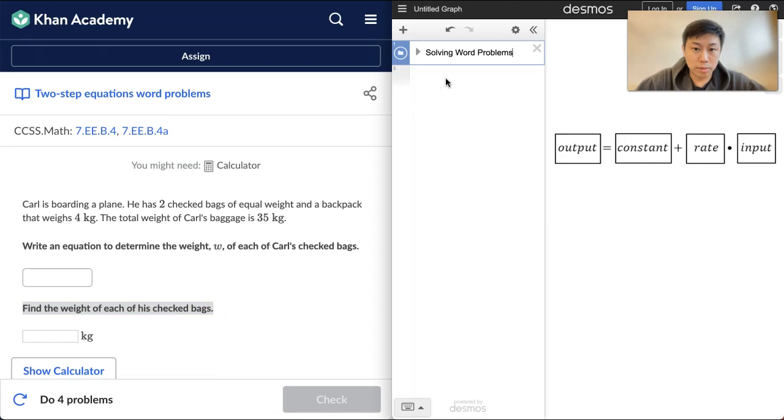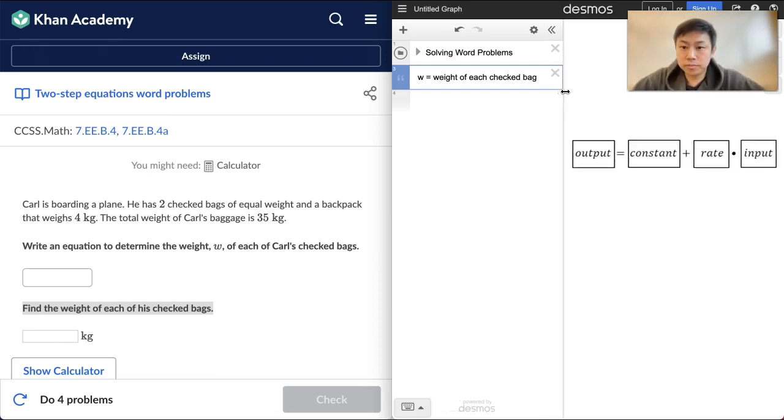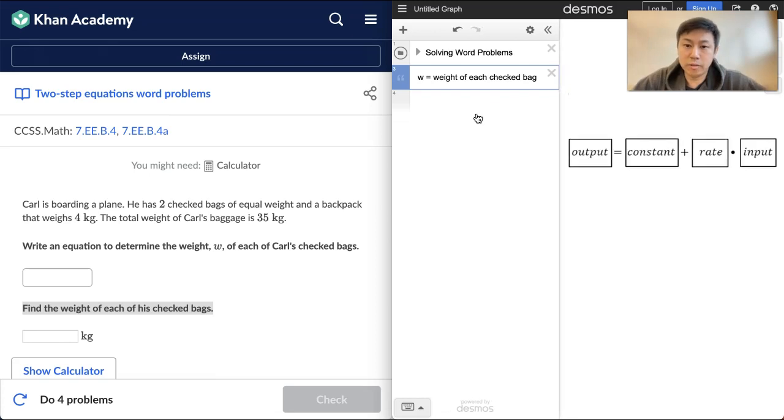Okay? So step 1: mark the text. You guys can do that yourself, but we did a little bit of it here, highlighted. And then we want to define the variables. Okay, so they want us to use the letter W. You can use any letter to solve, right? We can use X if we want to, but let's use W because we're guided to that. So W equals weight of each checked bag. Weight of each checked bag. There we go.